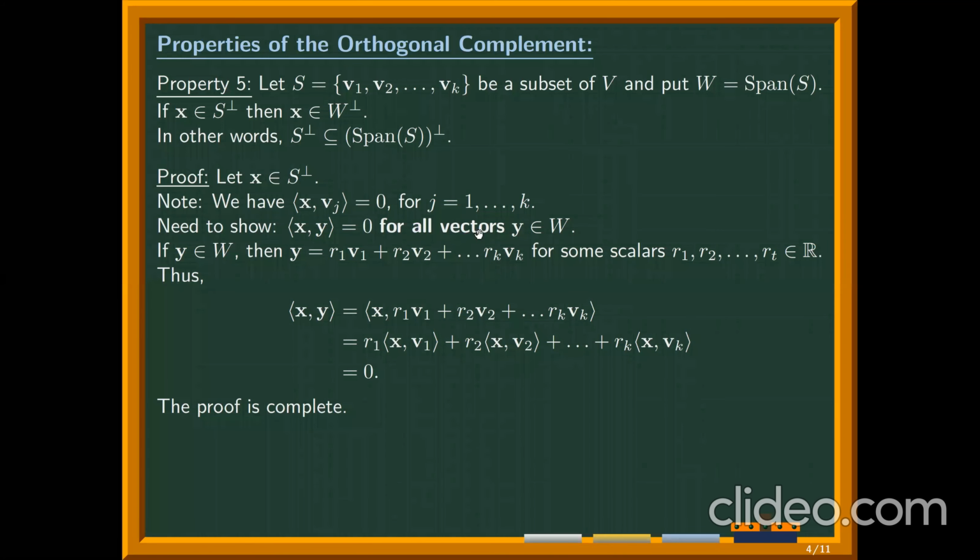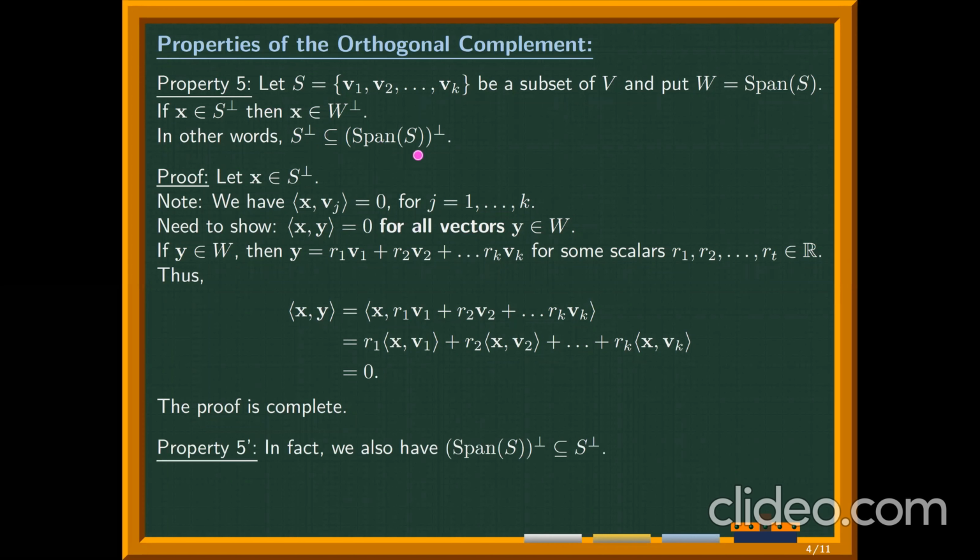Again, this property tells us that a vector that is orthogonal to S is also orthogonal to the span of S. In fact, the reverse inclusion is also true. If a vector is orthogonal to the span of a set of vectors, then it is also orthogonal to the given set. And these two properties combined give us the stronger form: S perp equals the orthogonal complement of the span of S.